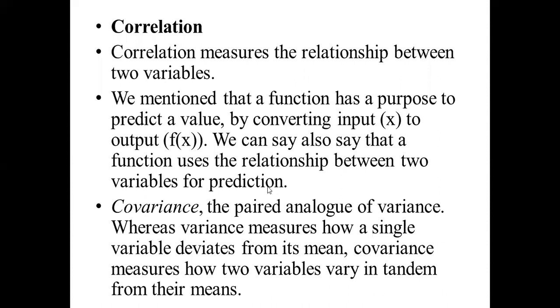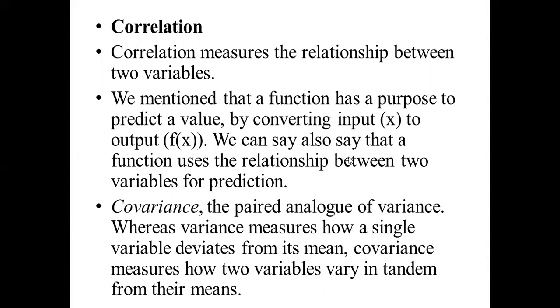So here, based on my x as input, how do I calculate the y? That is shown by the concept of correlation. Now again we have seen covariance, that is the paired analog of variance. Variance means how a single variable deviates from its mean, how it changes its path in terms of graph representation or in terms of data values.